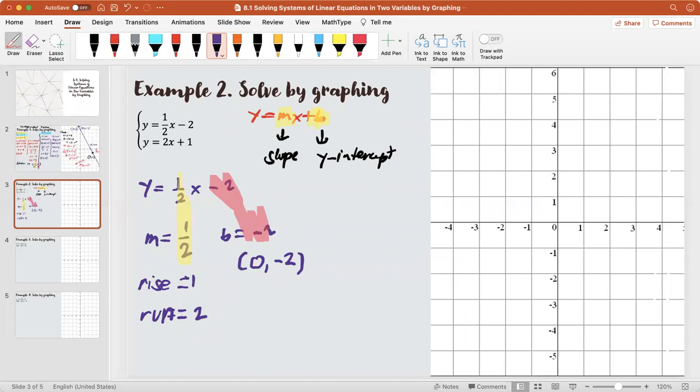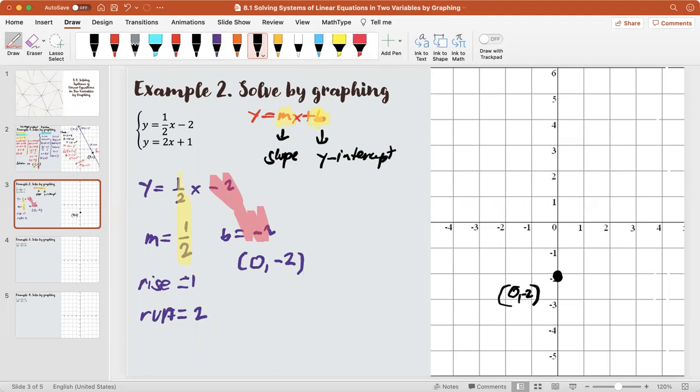And in order to use this method, slope and y-intercept, we first start locating your y-intercept. Your y-intercept is 0, -2. So where is that? It's 2 units below your point of origin. So we count 2 units below. 1, 2. There you go. 0, -2 here.